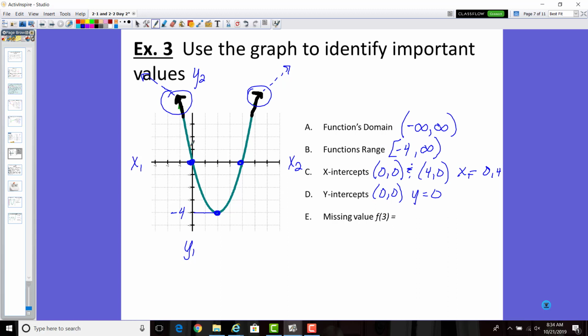And finally, my missing function value of f is 3. Here's where my x value on this graph is 3. This is the ordered pair that has an x value of 3. If x is 3, y has to be negative 3.